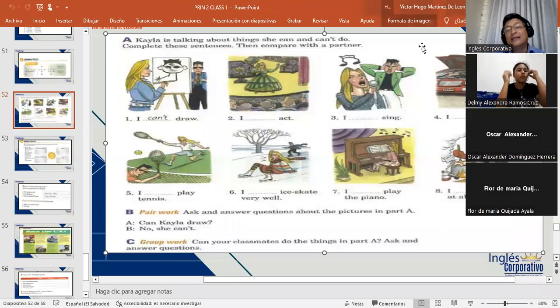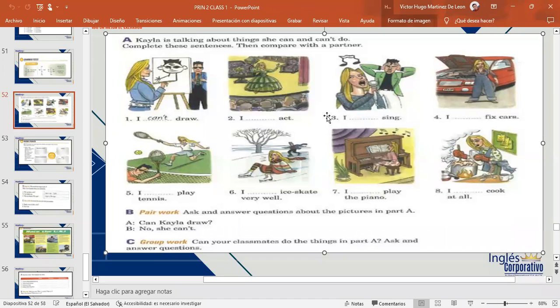Okay, next activity. But before, we're going to check the answers. Number two, I want you to read number two. I can act. Yeah, I can. Number three. I can't sing. Look at the boy at the back. Yes. He's like, oh no. Yes, can. Yeah, he can't. Okay. Yes. Number four.